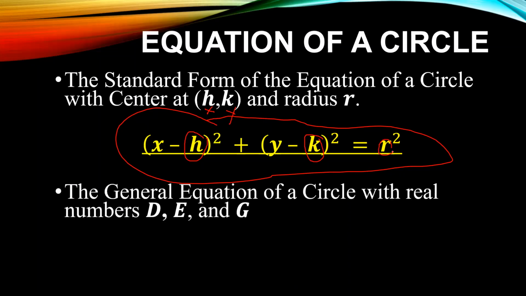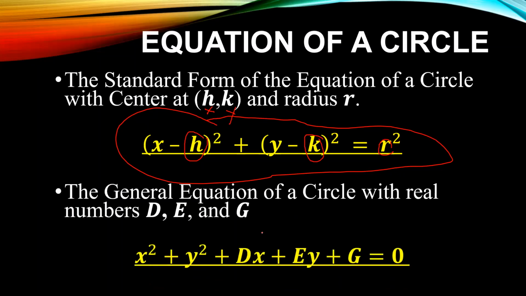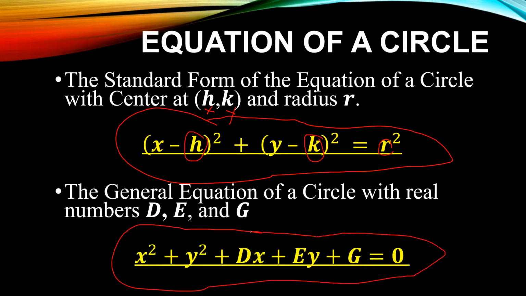Next, we have the general equation of a circle with real numbers D, E, and G. So this is the given general equation: x squared plus y squared plus Dx plus Ey plus G is equal to 0, provided that D, E, and G are real numbers.